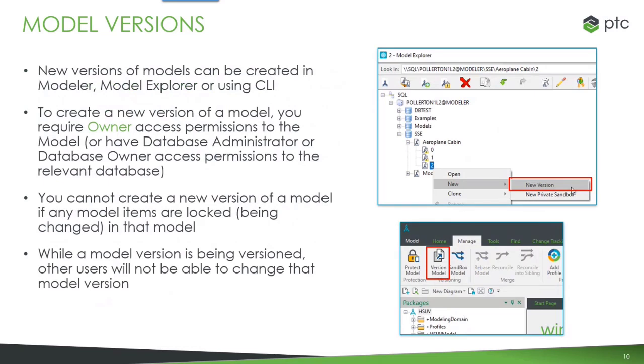This is how we actually do it within the system. So through Model Explorer, we right click on a model and then choose new version. Or we can actually do it from within Modeler itself, from the Manage tab, choose version model.